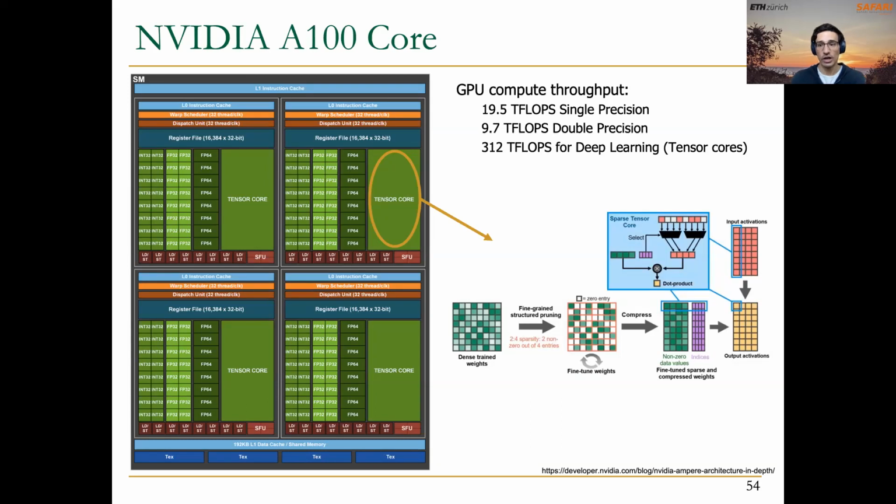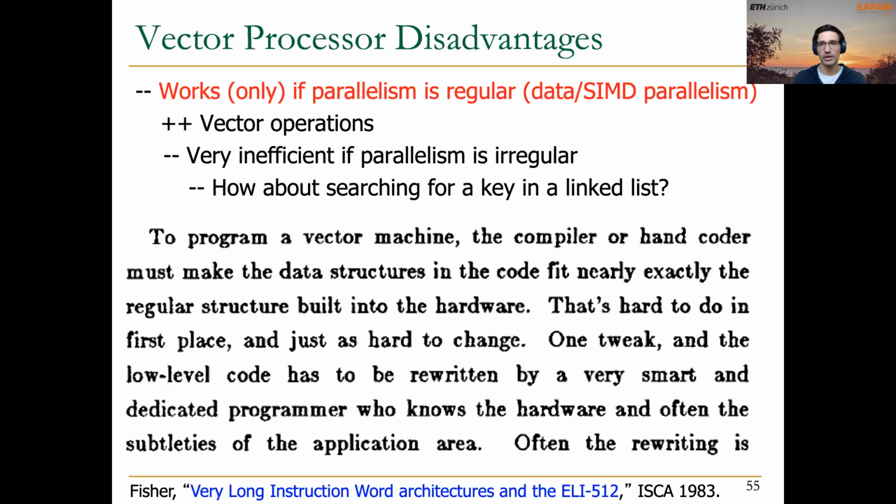So these are relatively complex systems with a lot of potential in terms of energy consumption, and so in terms of energy efficiency and performance, but they also have disadvantages. And this is something that was already pointed out by Fisher many years ago in 1983 in this ISCA paper, where he says, to program a vector machine, the compiler or hand coder must make the data structures in the code fit nearly exactly the regular structure built into the hardware.